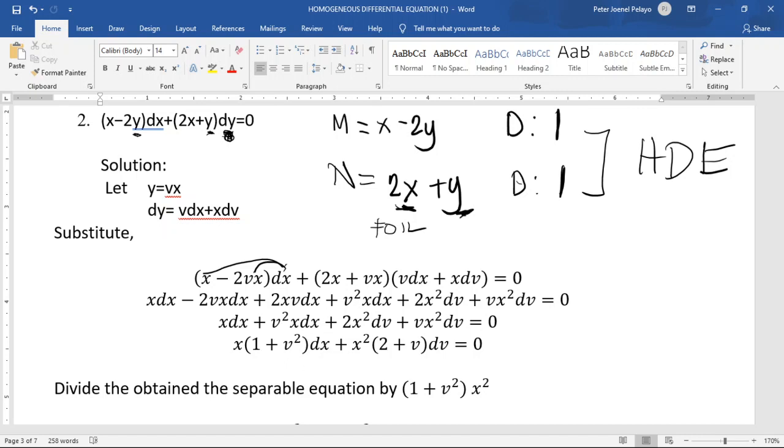And then, combine similar terms. So, where do we have similar terms? Here, negative 2bx dx is similar to 2xb dx, so you can cancel it out, because negative 2 plus 2 is 0. Is there anything else that matches? None. Right? Okay? So, what remains is x dx, b squared x dx, 2x squared dv, and bx squared dv.